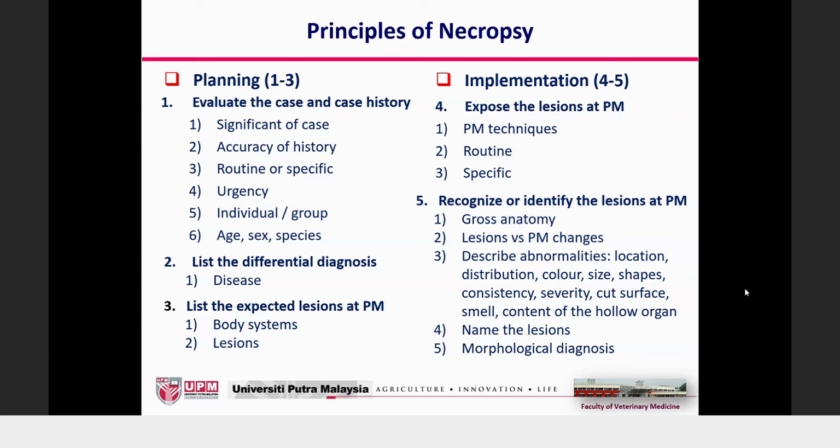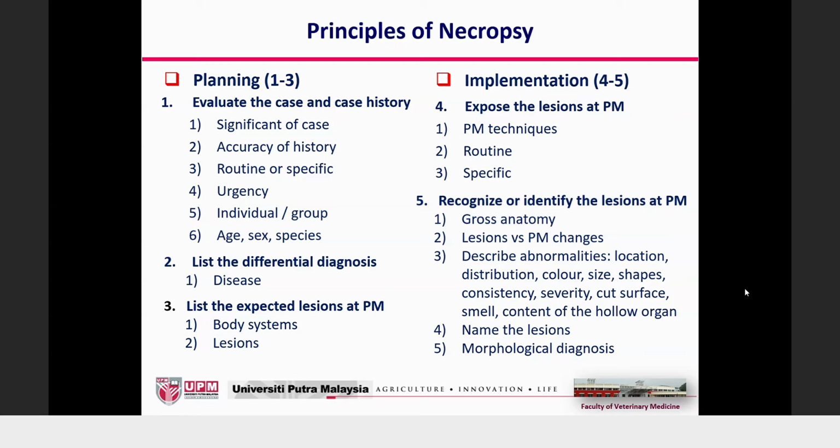Then you need to know and have the skill to do routine or specific necropsy. This is very important. Routine is routine. Specific means how you are going to open a brain, how you're going to open a spinal cord, how you're going to look into the eyes. There is a specific, not a routine, examination. So you have to know also the agency, individual, age, sex, and species. So please take note of that.